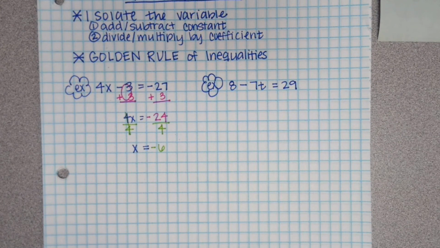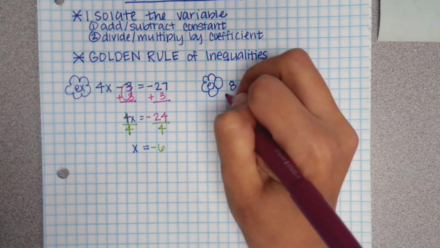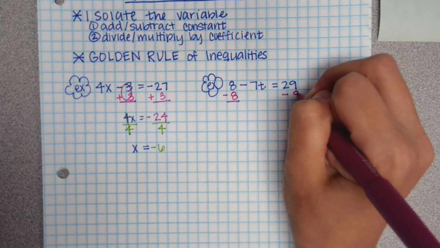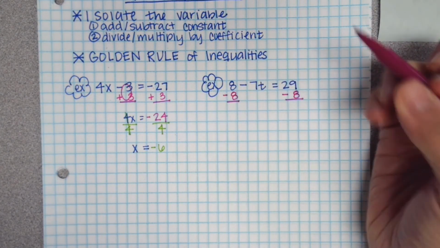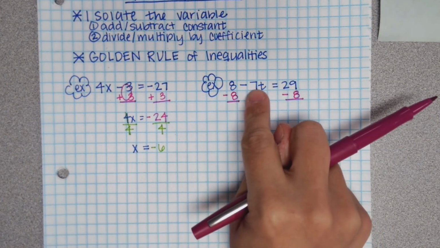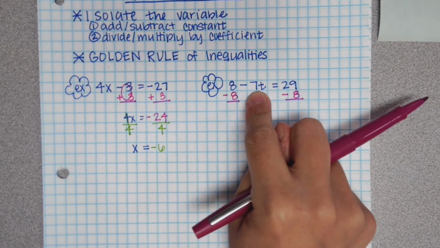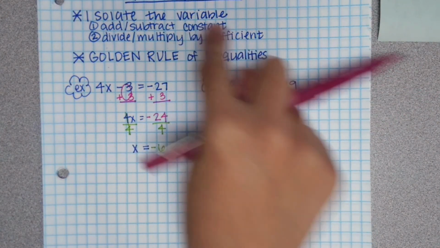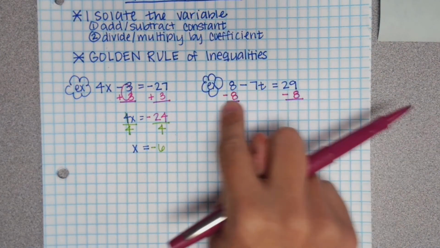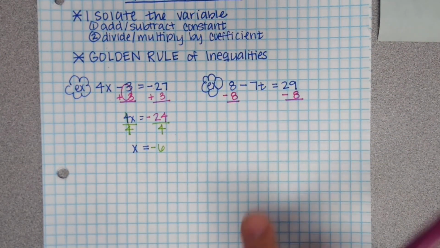Subtract both sides by 8. Okay, and why am I subtracting by 8? Because 8 is a positive. And why 8 and not 7? Because 7 is being multiplied by t. That's my coefficient. So that's the second thing I do. 8 is the single number. That's my constant. So you always start off with your constant in two-step equations.